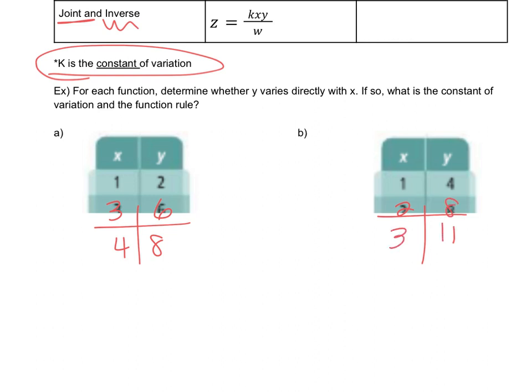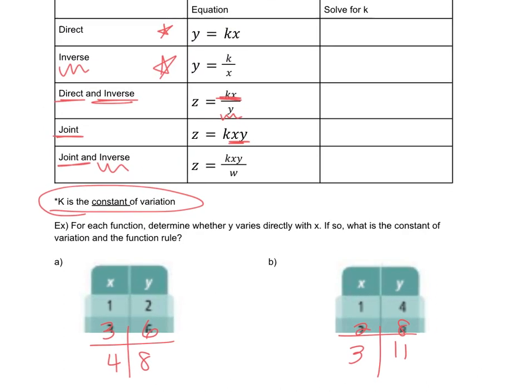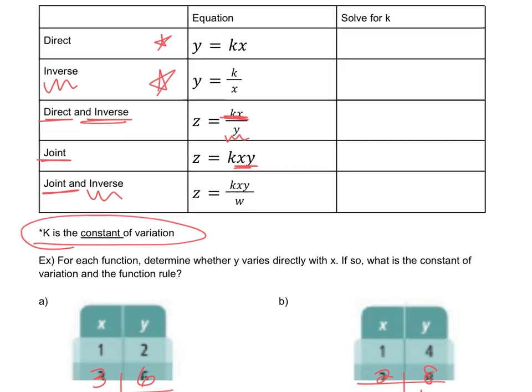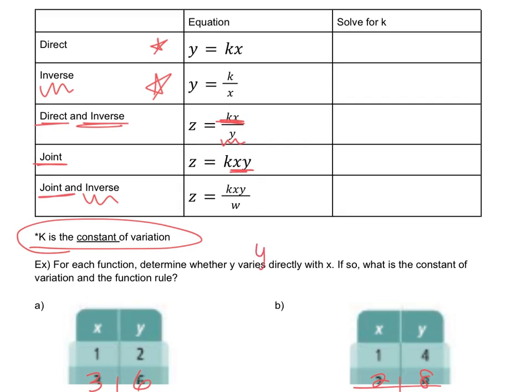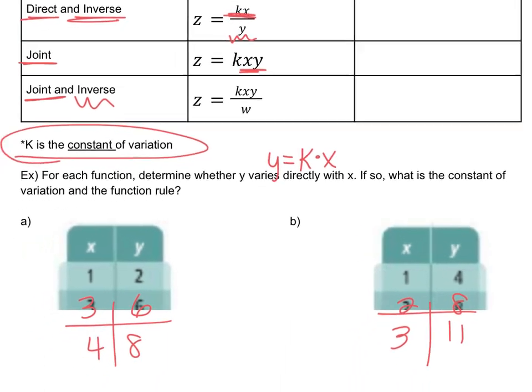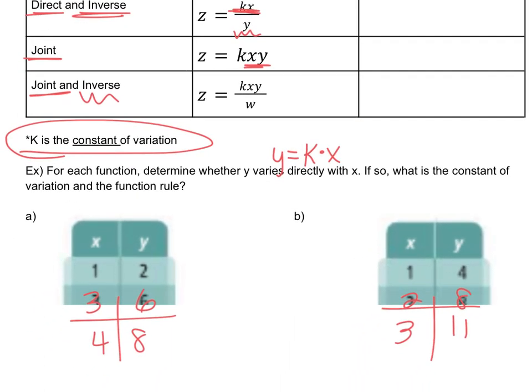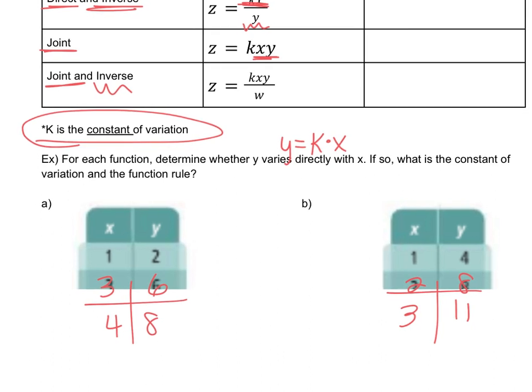So now for each function, determine whether y varies directly. So what does it mean for y to vary directly? Well, that would be direct variation. So y equals k times x. So determine if it does. If so, what is the constant of variation? So what is the k? And then what is the function rule?